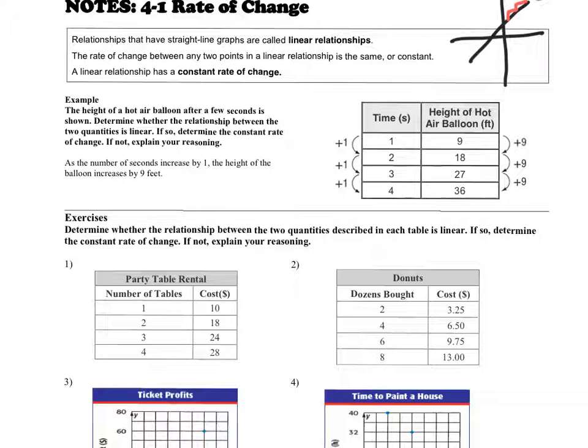It says the height of a hot air balloon after a few seconds is shown. Determine whether the relationship between the two quantities is linear. Okay, this goes up by the same amount every time on the y and on the x. So therefore it is linear. If we get a linear, it says determine the constant rate of change. Well, it is 9 over 1. Remember we talked about it: change in y over change in x. So that should be on there.